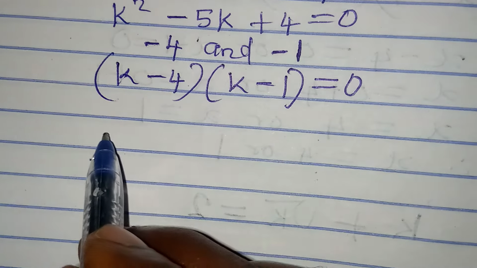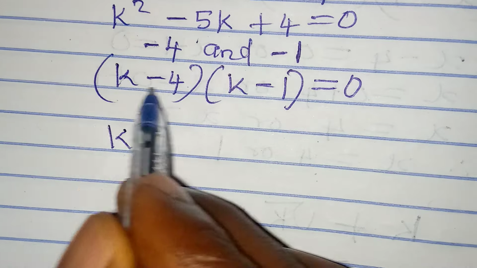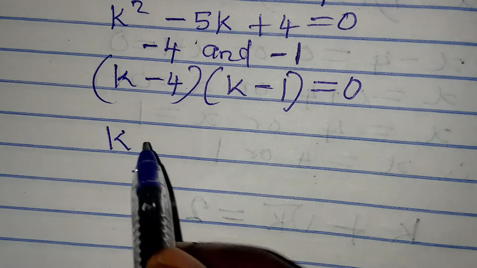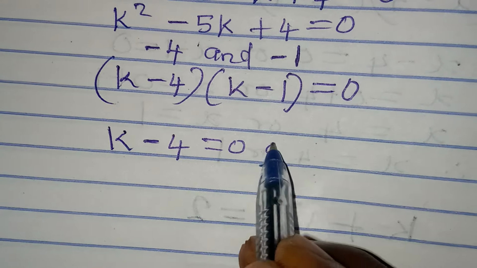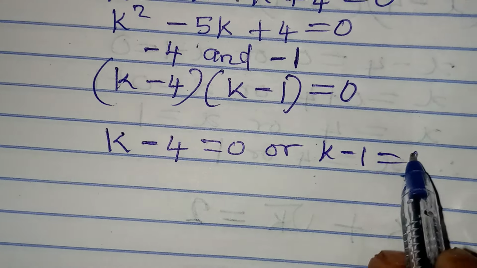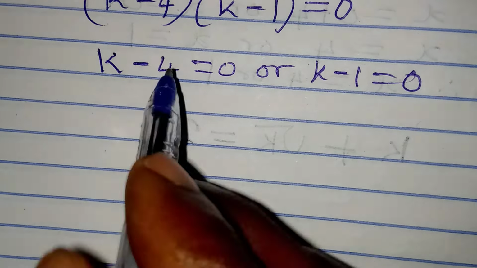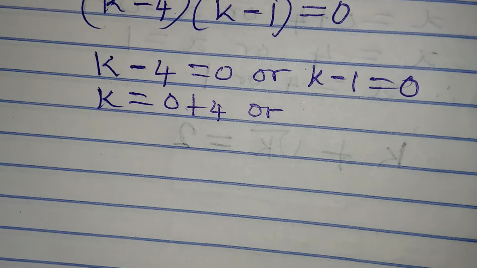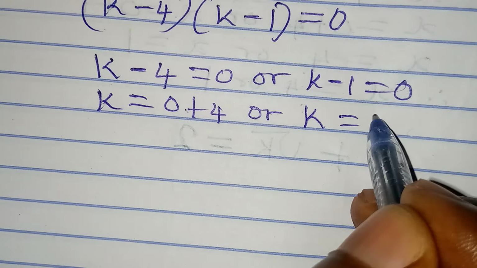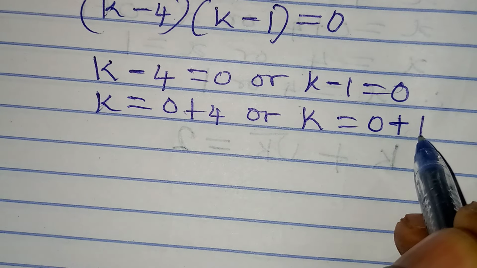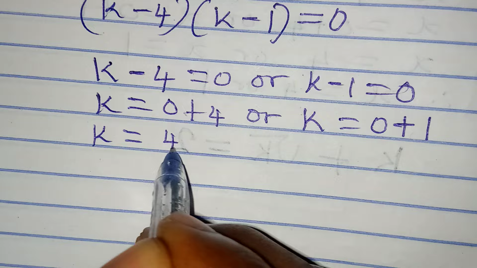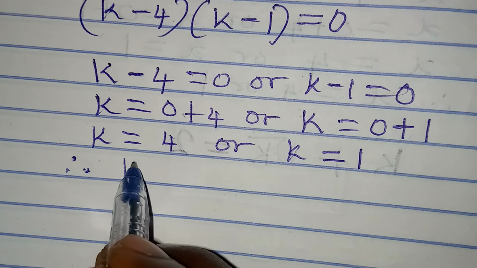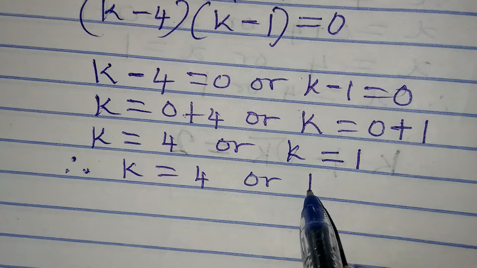Now let's apply the zero product rule that says one of these two terms is equal to 0. So k minus 4 is equal to 0, or k minus 1 is equal to 0. If I continue from here, k will be equal to 0 plus 4, or on the other side, k will be equal to 0 plus 1. k here is equal to 4, or k is equal to 1. So therefore, we have k to be equal to 4 or 1.